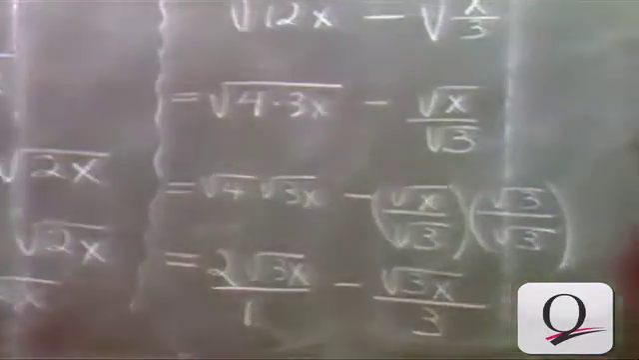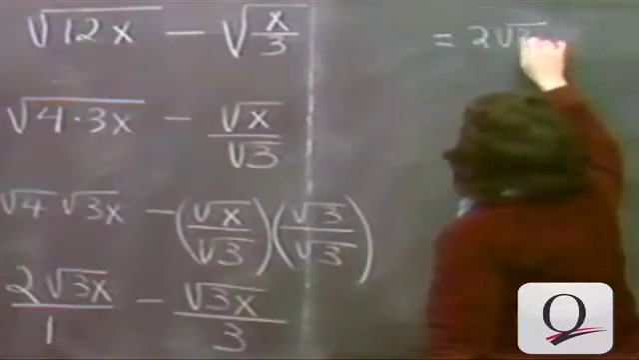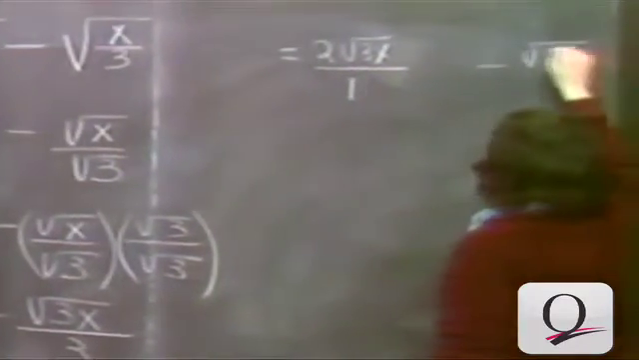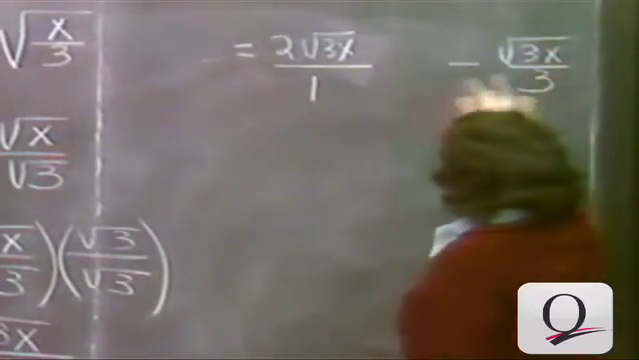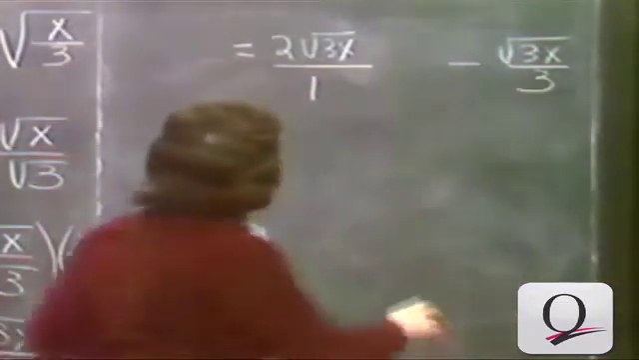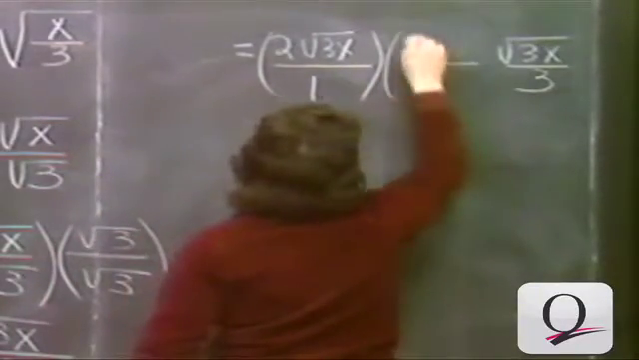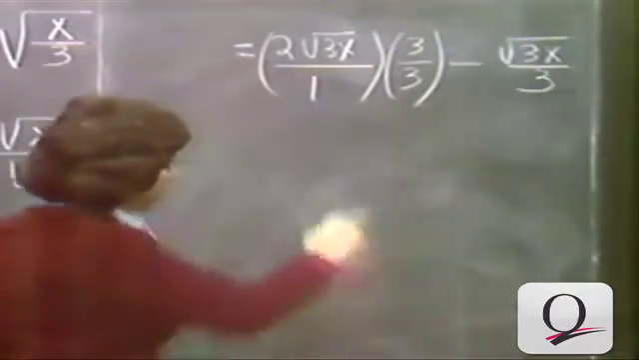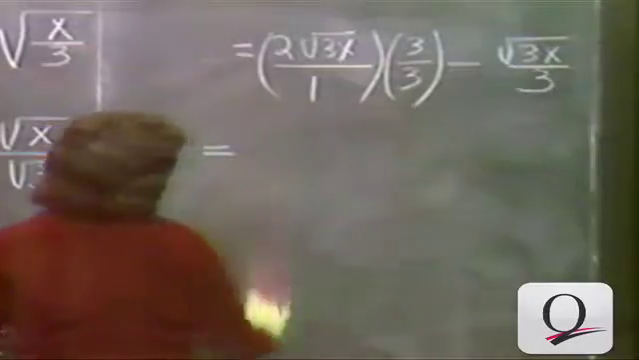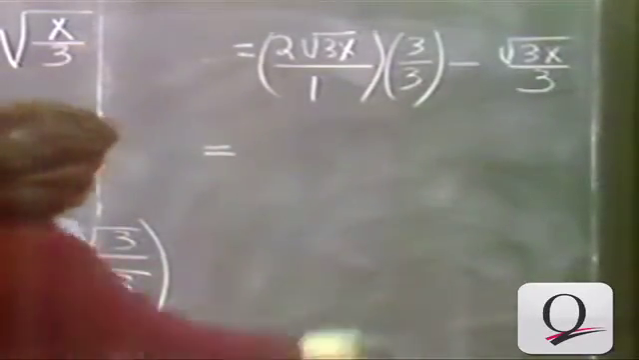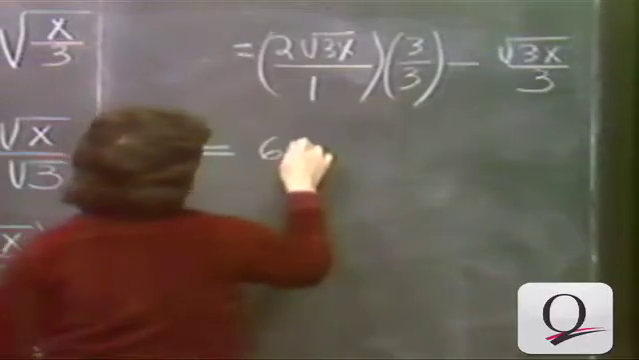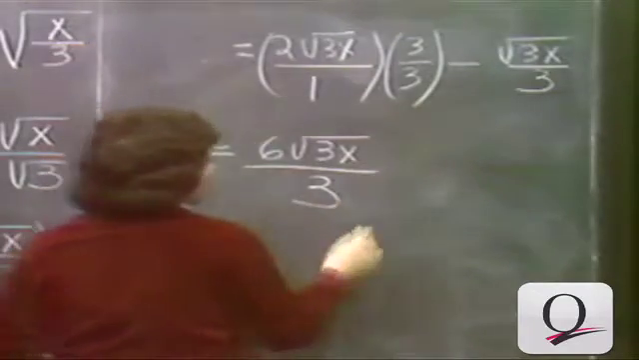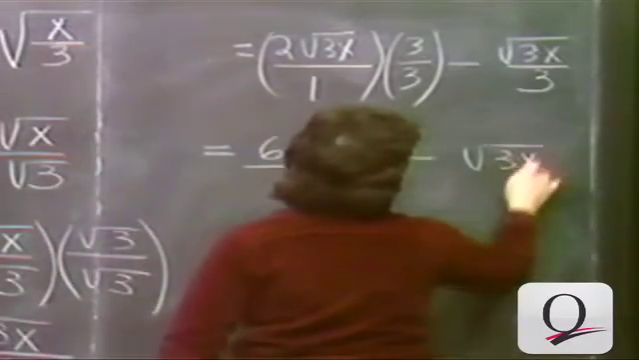Let me rewrite what we have so far. We have 2 the square root of 3x over 1 minus the square root of 3x over 3. Okay, the second fraction we'll leave alone, but the first fraction we will multiply top and bottom by 3. It's legitimate to do that because we are multiplying top and bottom by the same quantity. If we do that, 2 the square root of 3x times 3 gives us 6 the square root of 3x. 1 times 3 gives us 3, minus now the square root of 3x over 3.